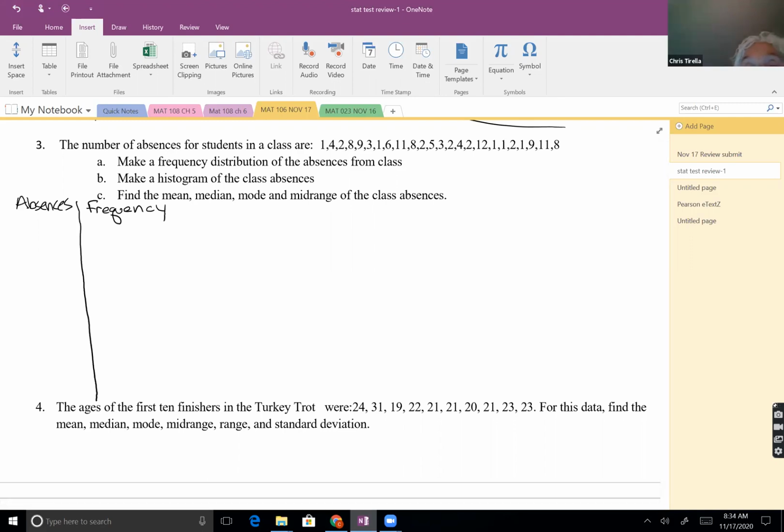So my number of absences go from 1 to 12. And so now let's count up how many people were absent once. 1, 2, 3, 4, 5. So the frequency is 5. There's 2 more. Oh, no, it's 11. Sorry. Then let's count up how many people were absent twice. 1, 2, 3, 4, 5.